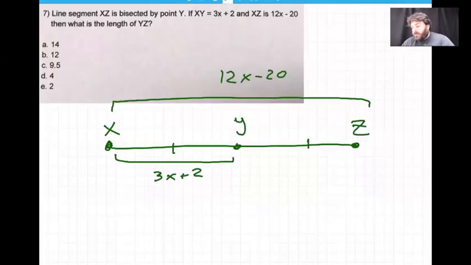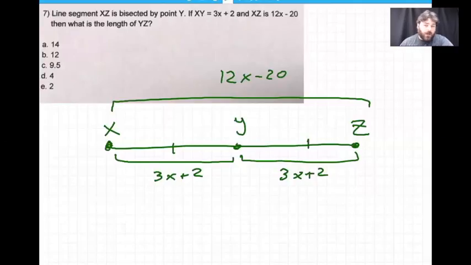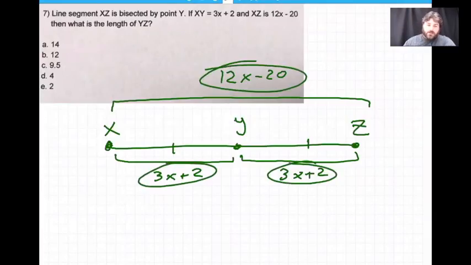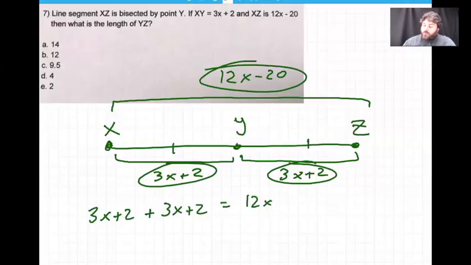All right, well, they don't give us YZ, but because it's bisected, we know it's the same as XY. So really, I can write the same thing here. It's 3x plus 2. Now, all we got to do is realize that the sum of XY and YZ should equal the total of XZ. Okay, so this plus this equals this, right? So 3x plus 2 plus 3x plus 2 equals 12x minus 20.